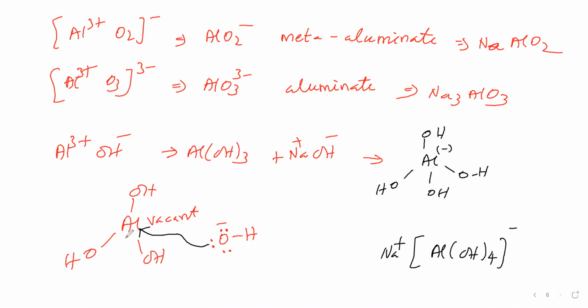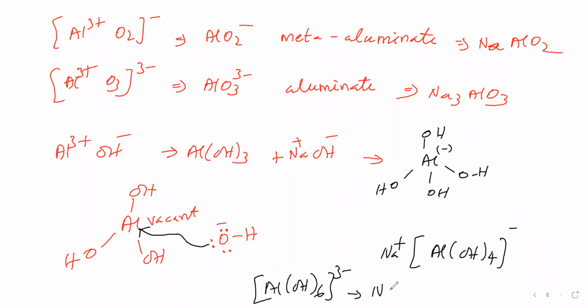This aluminum is coming under third period. Therefore, this valence shell contains 3s, 3p and 3d. Therefore, it can provide even 3 more vacant orbitals. That means it can go for coordination with 3 more OH- ions. Therefore, we will get Al(OH)6 3-. This is also possible. Okay.